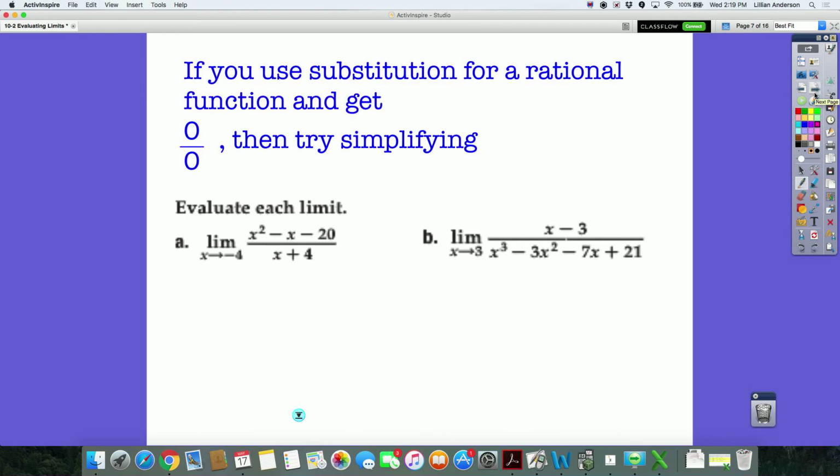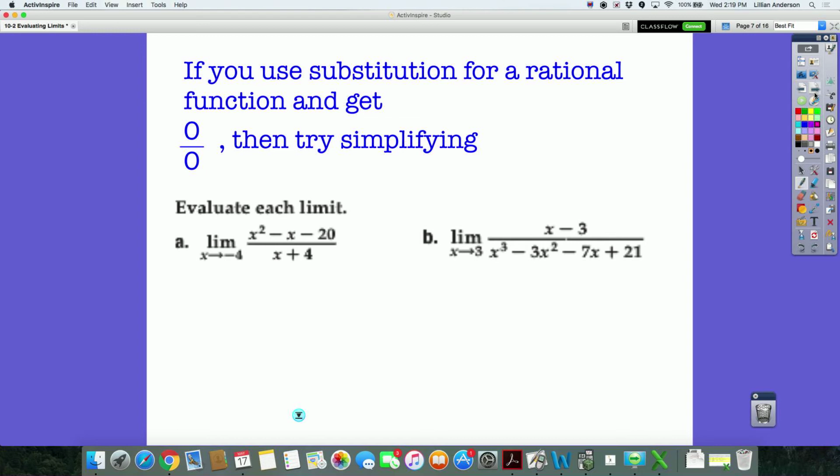Now, sometimes, like Michael said, what happens if you get an error? Sometimes when you substitute in to certain functions, like a rational function, you may get 0 over 0. If the bottom is 0 and the top is 0, then you need to simplify the function first before you go any further. As long as you get 0 on top and 0 on the bottom. If you get a number on top and then 0 on the bottom, then it does not exist. But if you get 0 on the top as well, then you need to simplify. So let's take a look at this.